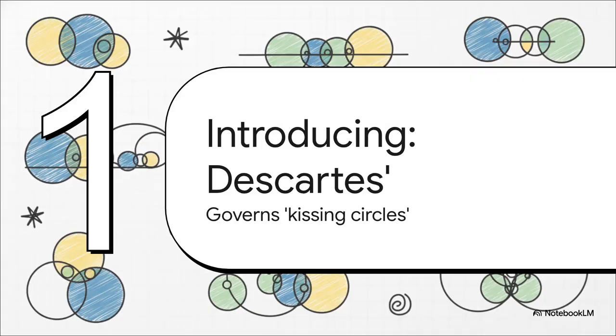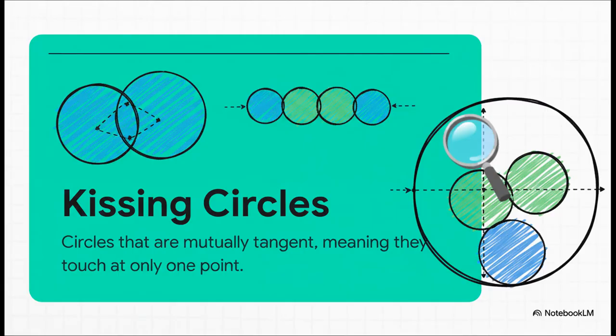Well, the answer to our little puzzle actually has a name. It's Descartes' Theorem. And it's all about this wonderfully simple idea of kissing circles. So what in the world are kissing circles? It's a charming name, right? But it's for a very specific geometric idea. It just means the circles are mutually tangent. They touch at one single point, and they don't overlap. Exactly like the circles in our drawing.